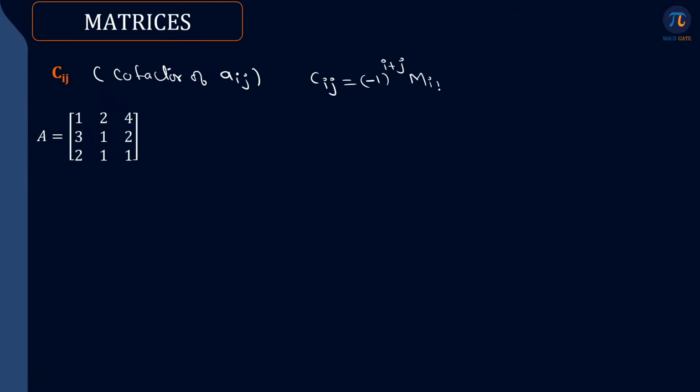You already know how to find minor. That is multiplied with this minus 1 power i plus j. So it is actually a sign, minus 1 power. If i plus j is even, you get plus sign. If i plus j is odd, you get minus sign.